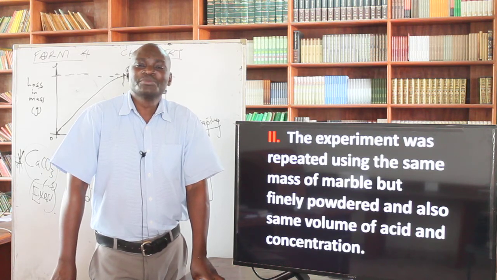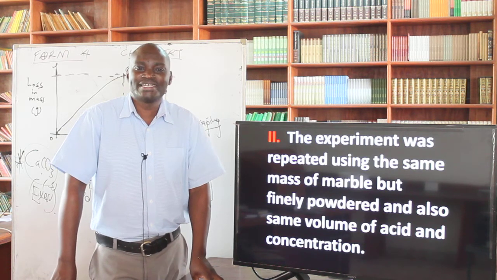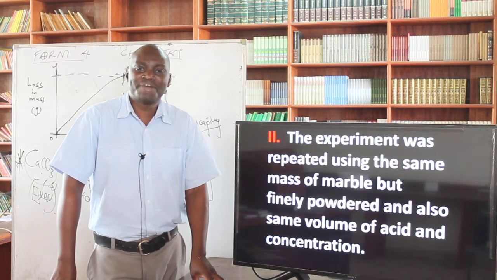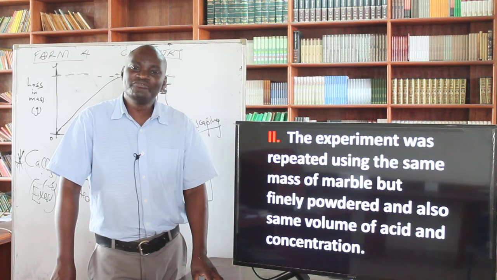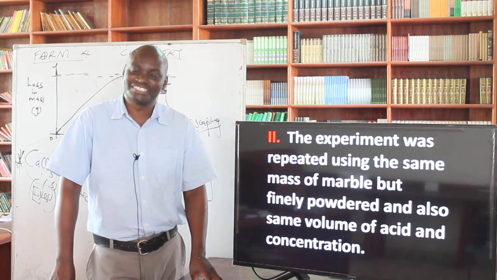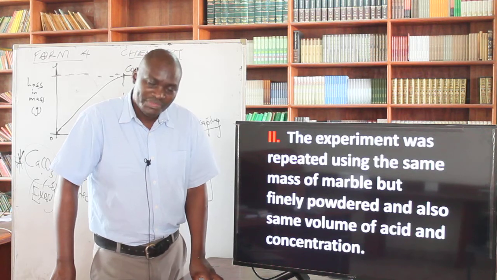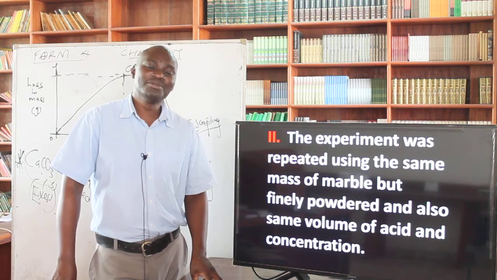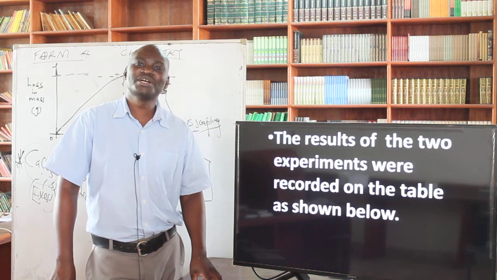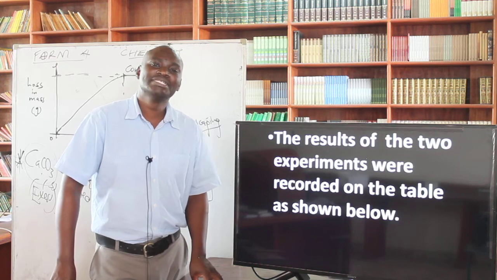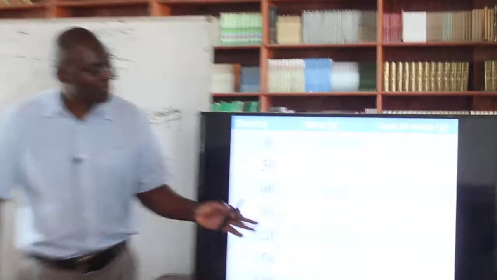Another question, part 2. The experiment was repeated using the same mass of marble, but finely divided, finely powdered, and the same volume and concentration of the acid. Same acid, 2 molar, same volume, but now the marble chips were crushed. And then you are asked: the results of the 2 experiments were recorded on the same table as shown below. So this one was the result.